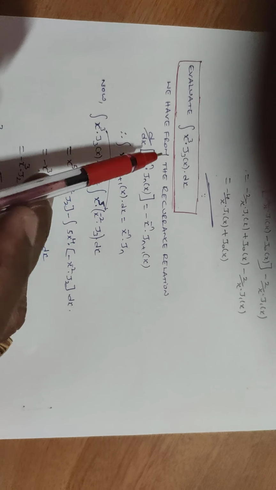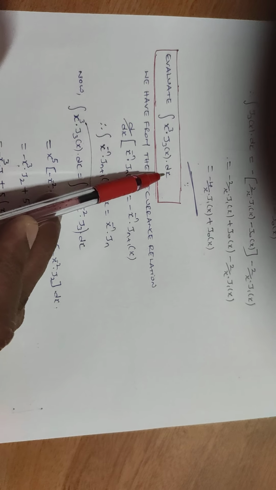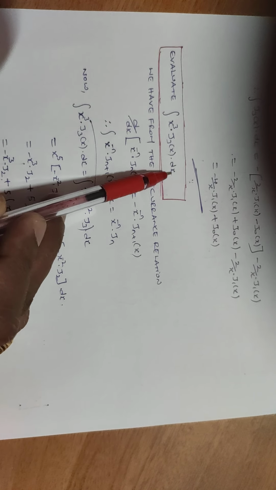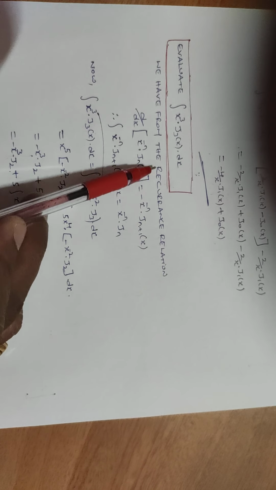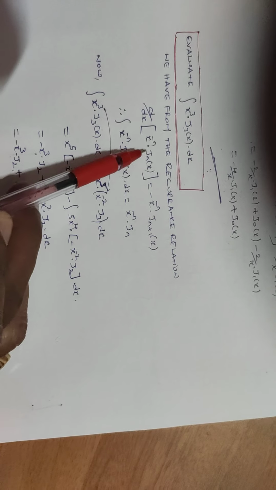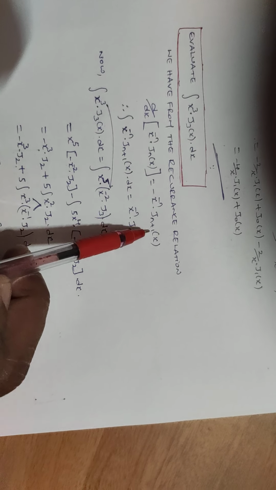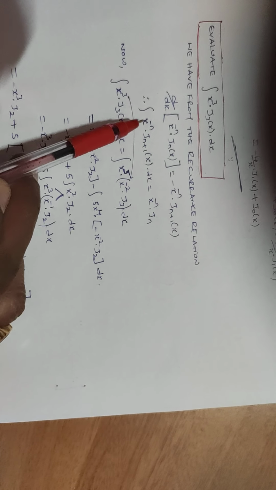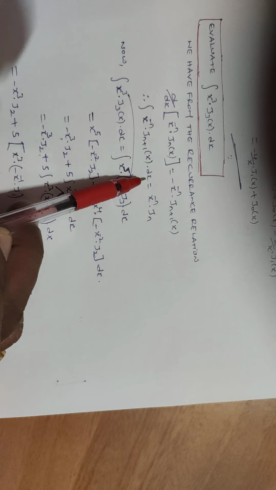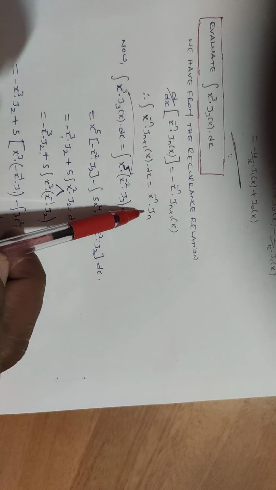Now, we evaluate the integral of x cube into j3 of x into dx. Again, consider the recurrence relation, that is d by dx of x to the power minus n into jn of x equals minus x to the power minus n into jn plus 1 of x. Therefore, the integral of x to the power minus n into jn plus 1 of x into dx will be minus x to the power minus n into jn.